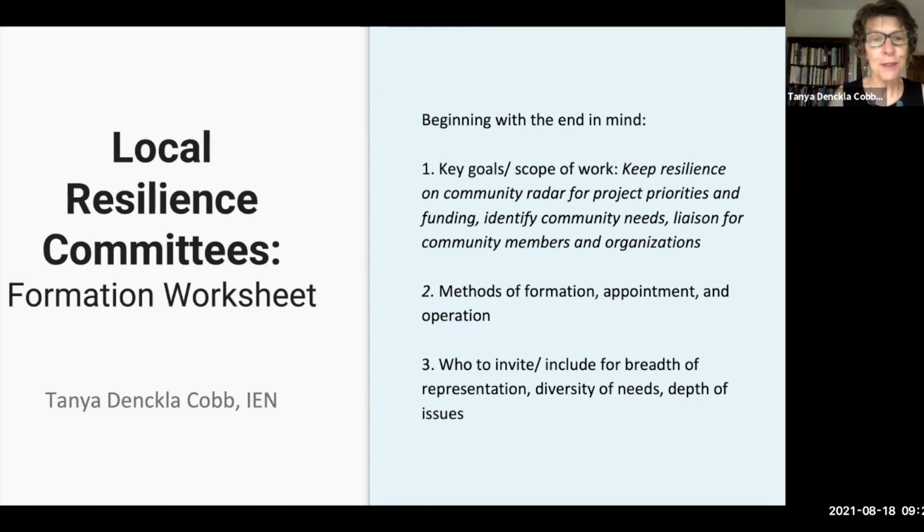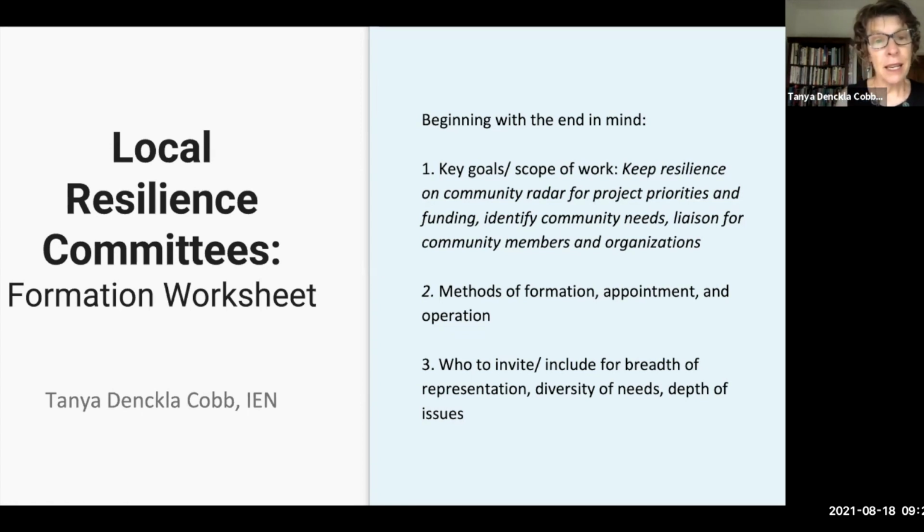If you choose to do this, like I think 3 or 4 others have already, this worksheet could be really helpful to you. And it begins with the end in mind of saying, you know, why are we doing this? What is the hope for this resilience committee? Why do we want to form another committee? All of us hate committees. So why would we want to do this?